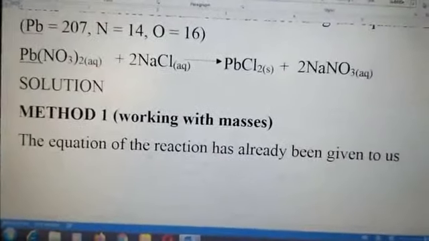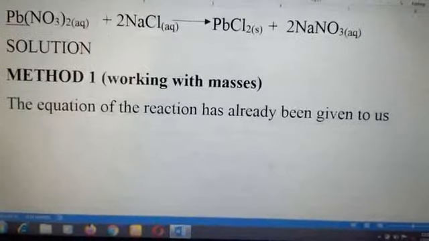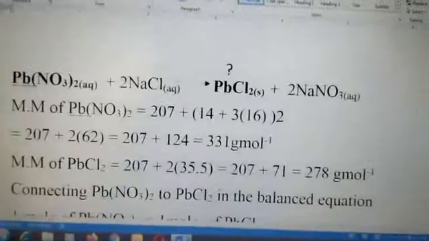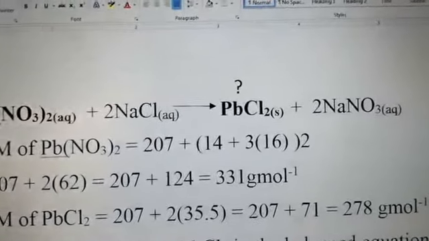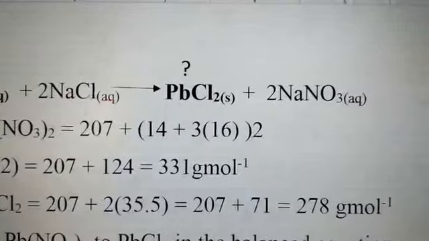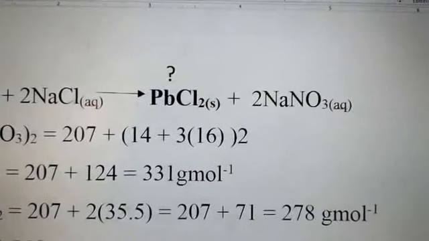So we look at method 1. The equation for the reaction is given to us already, so we'll have the equation written down again. Then what are we looking for? We are asked to find the mass of lead(II) chloride. That's why the question mark is on it, and lead(II) chloride was also made bold. So that's what we're looking for.